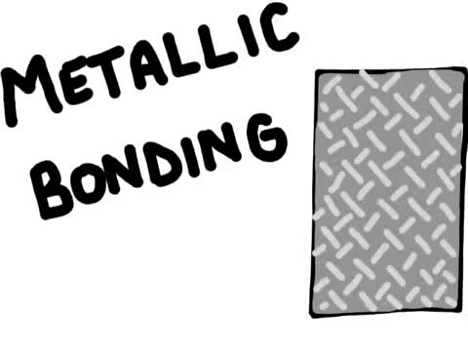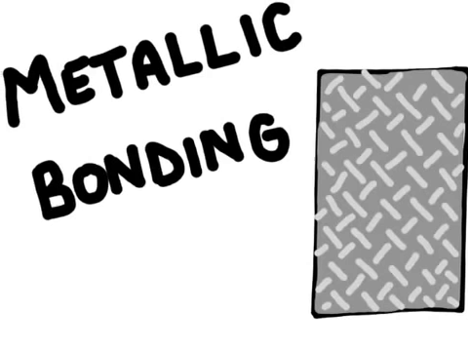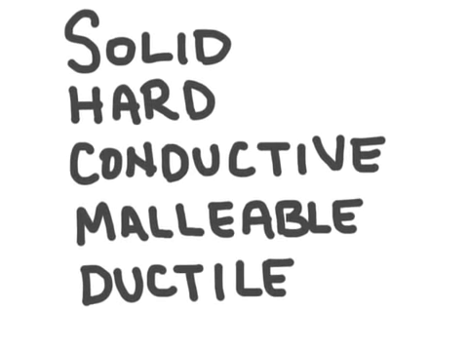In this video, we're going to talk about metallic bonding, and then we're going to use our understanding of metallic bonding to explain some of the characteristics of metals. We already know that metals are solid, they're hard, they conduct electricity and they conduct heat, and they're also malleable and ductile. In other words, they can be shaped and molded and dented. But why do metals look and act this way?